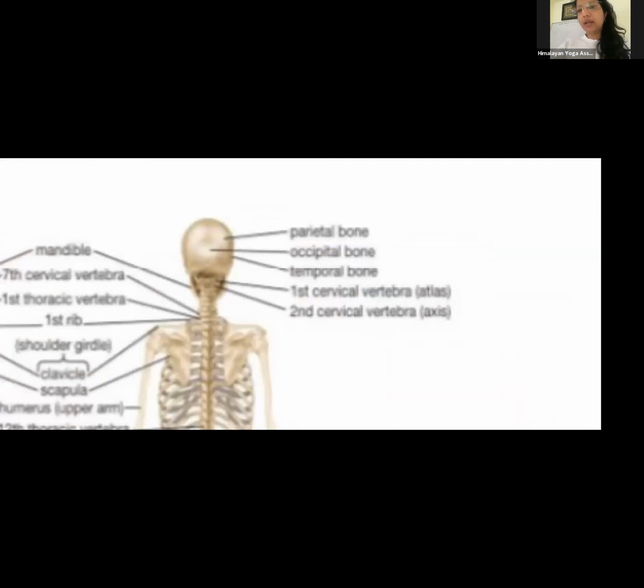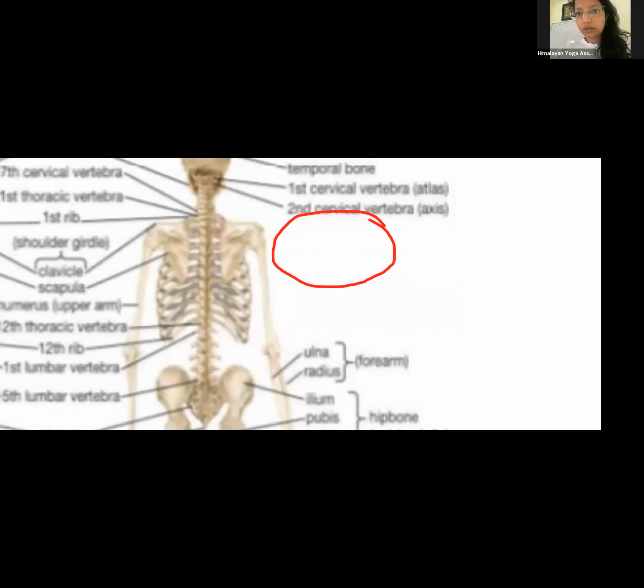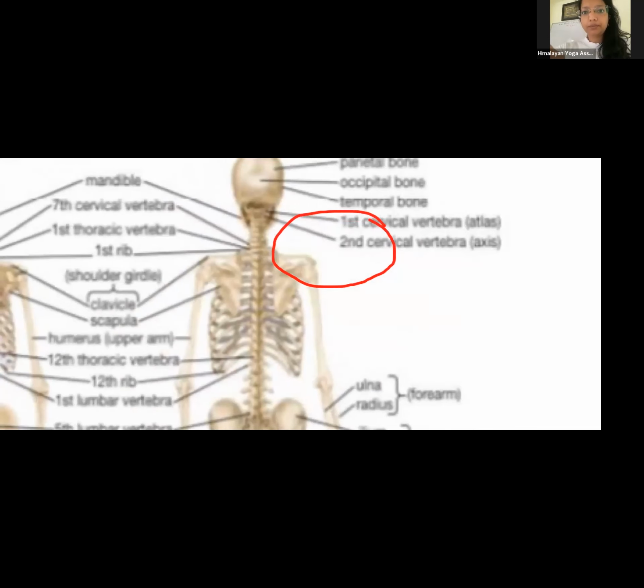And at the back, we have parietal, occipital, temporal, and cervical vertebrae. Okay, then this is vertebrae. And then these three are the cranial bones. Then here it starts the first cervical vertebra and the second one.